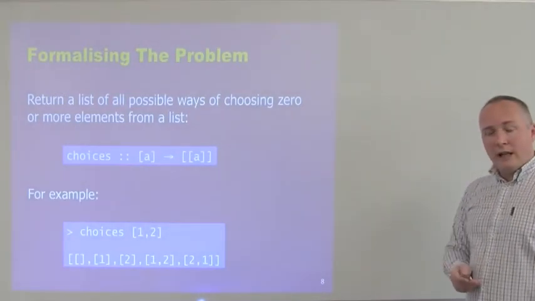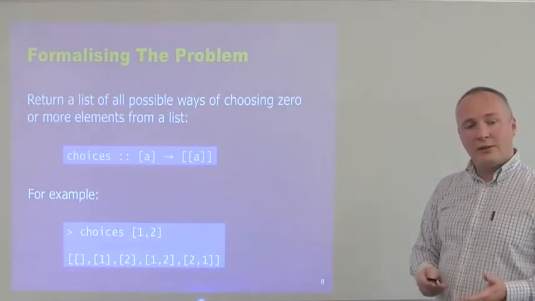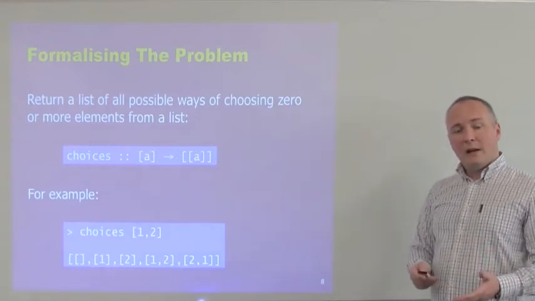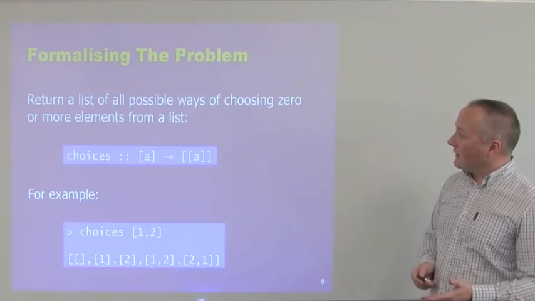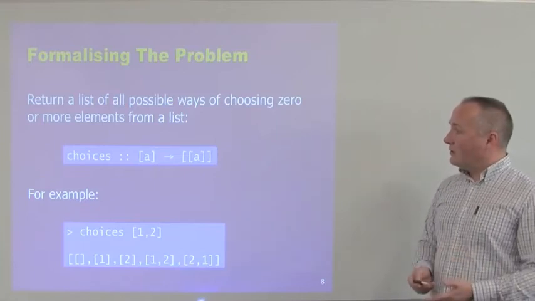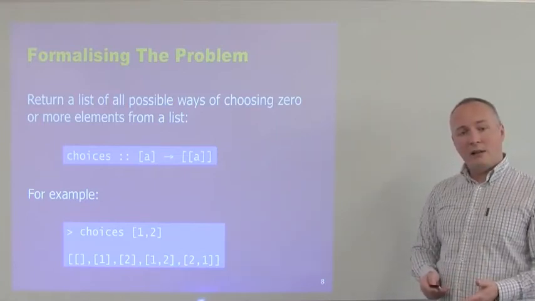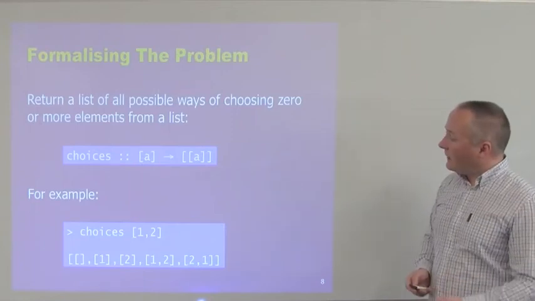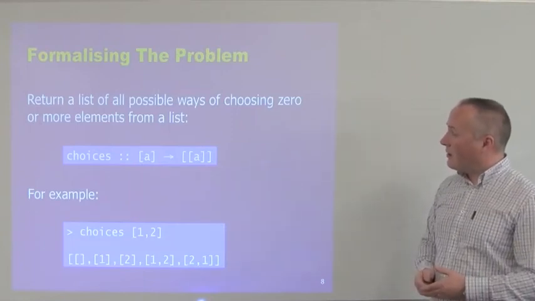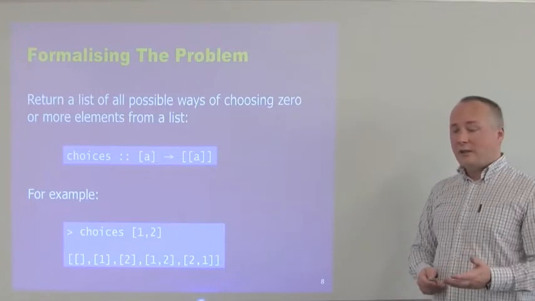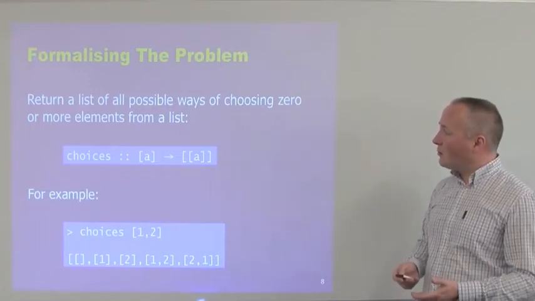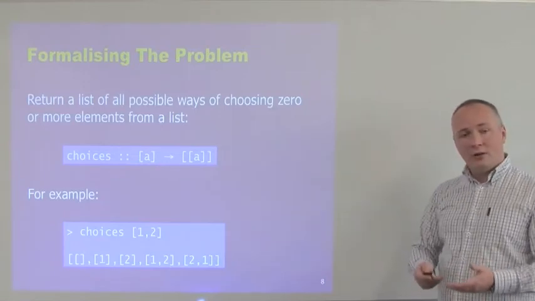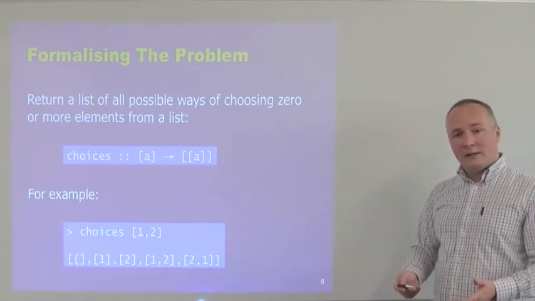Before trying to solve the problem, let's think about what it actually means to solve the problem. Let's think about formalizing the problem. In order to do this, we're going to define a couple of helper functions first of all. The first one is a function that I'm going to call choices. What choices does is you give it a list of things, and it returns a list of all possible ways of choosing 0 or more elements from that list.